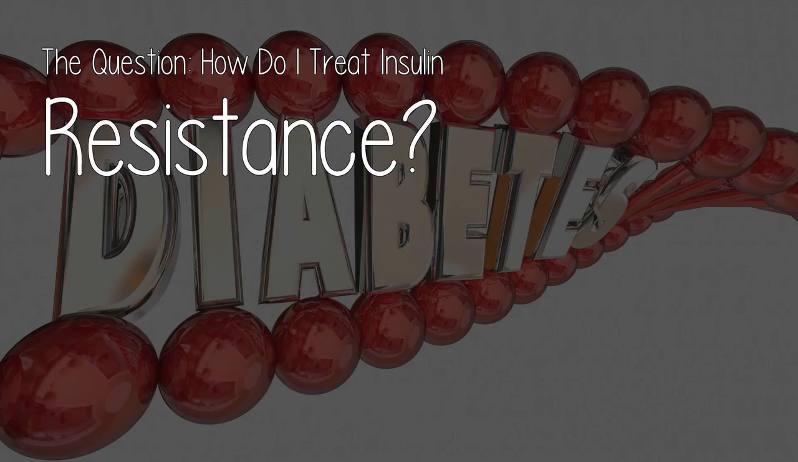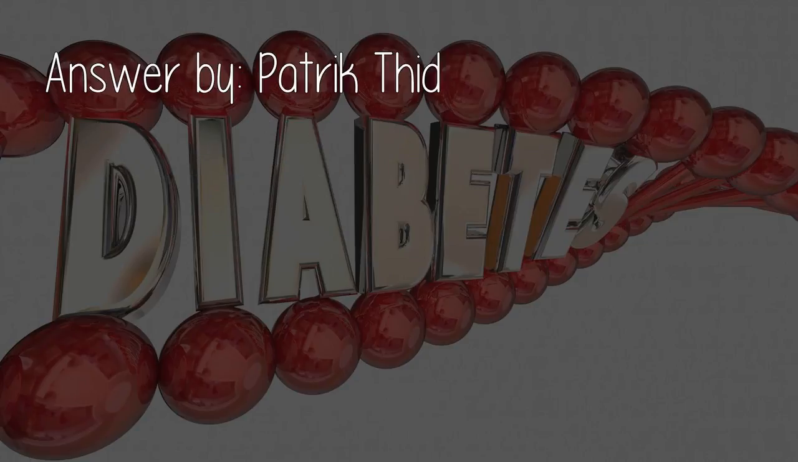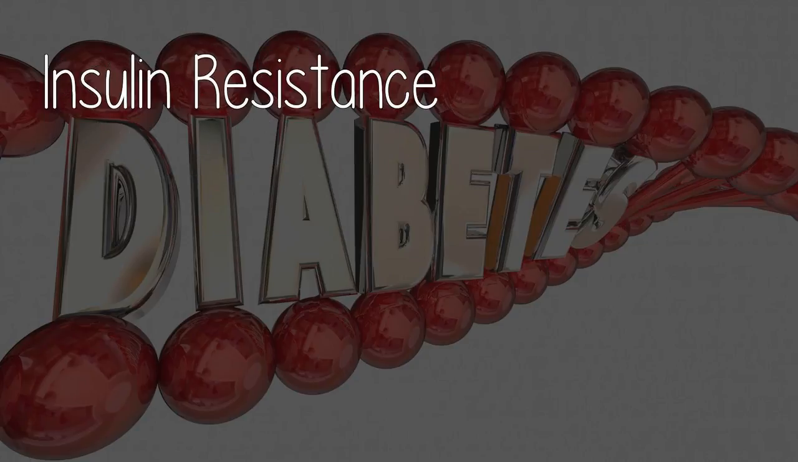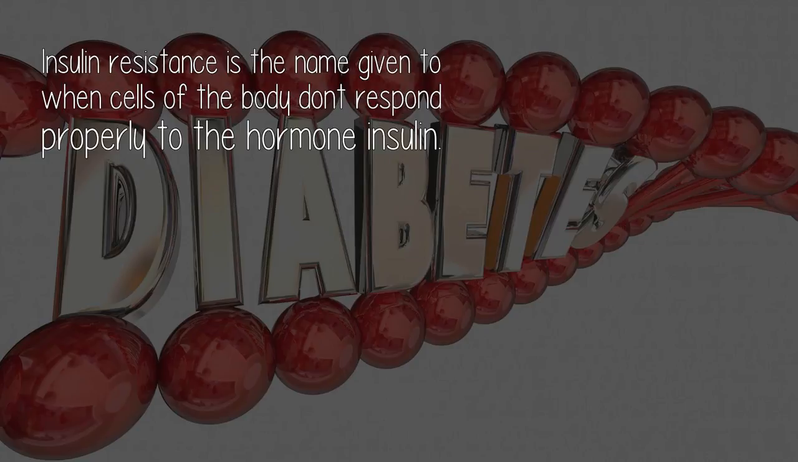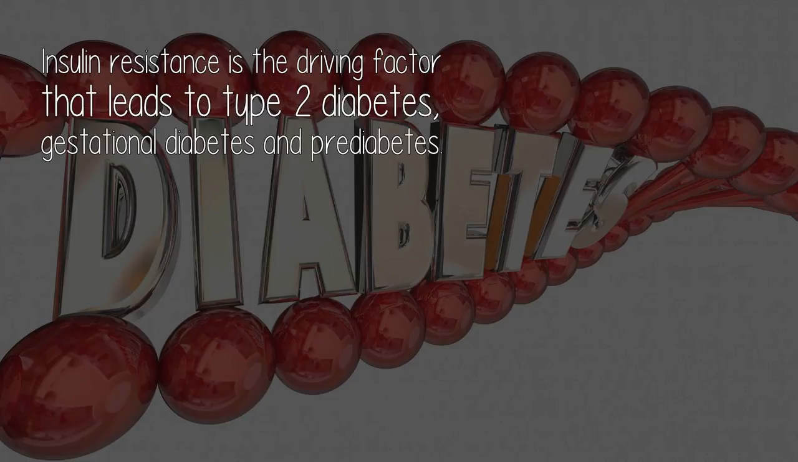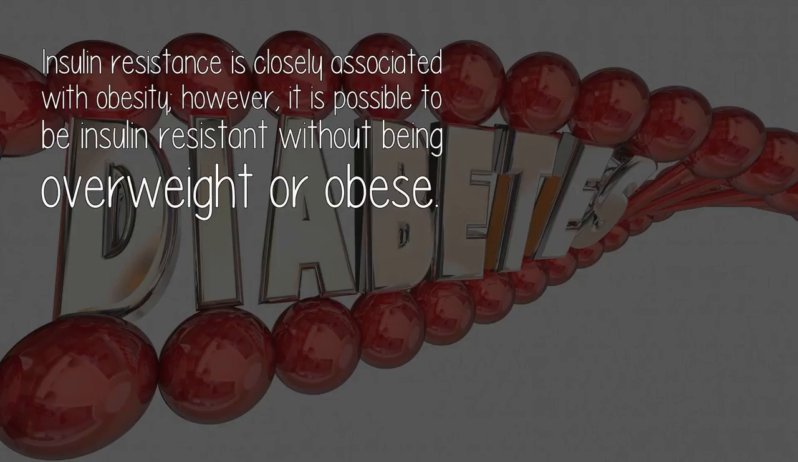Here's today's video. The question: how do I treat insulin resistance? Answer by Patrick Thied. Insulin resistance is the name given to when cells of the body don't respond properly to the hormone insulin. Insulin resistance is the driving factor that leads to type 2 diabetes, gestational diabetes and prediabetes. It is closely associated with obesity. However, it is possible to be insulin resistant without being overweight or obese.